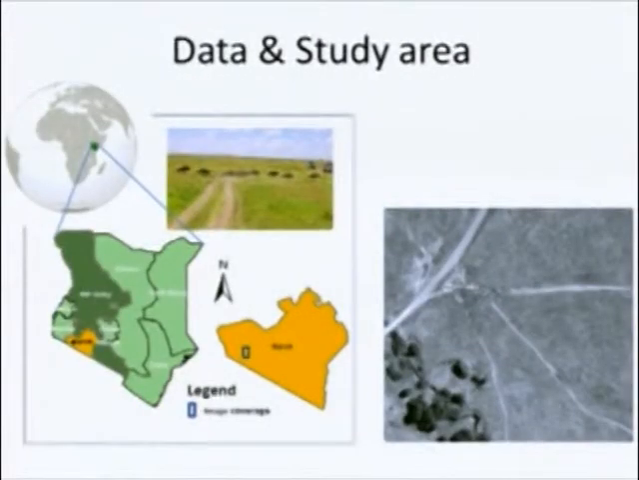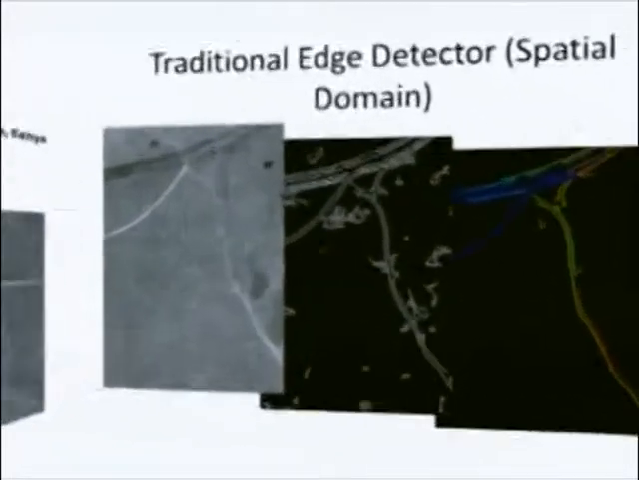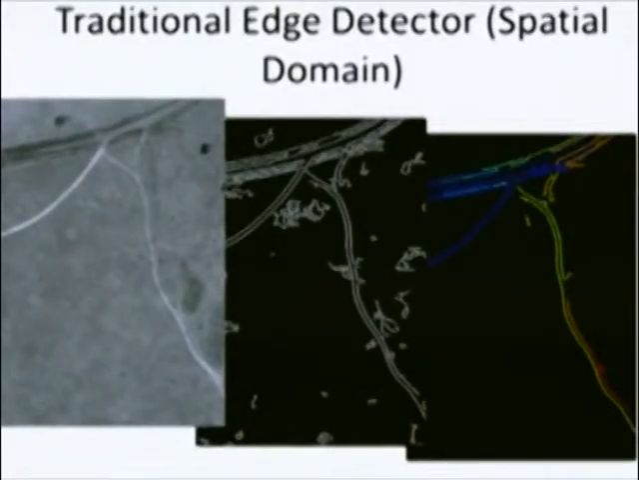My study area is the Masai Mara National Reserve, Kenya, and the image I used is GeoEye-1 with a 0.5 meter spatial resolution panchromatic band. Technically, when we talk about extracting curvilinear features from an image, we usually talk about first-order or second-order derivative-based methods like the Canny detector.